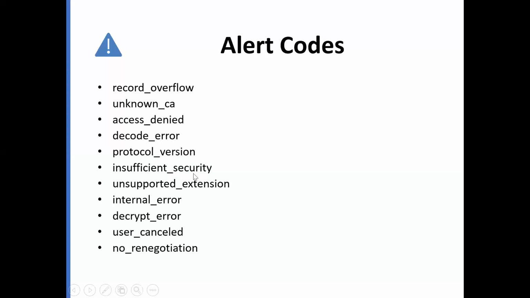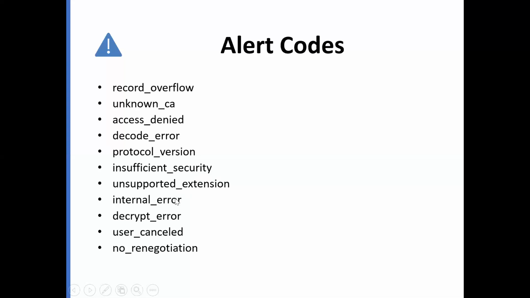Insufficient security means what? The client is going to encrypt the data and send the data to the server. What we expect at the server side is a more advanced level of security. But what will happen if that server is not maintaining that level of security, then this message you're going to get: insufficient security. Next, unsupported extension. If the extension fields are not supported by either of the two entities at the time, you will get the message. Then internal error.